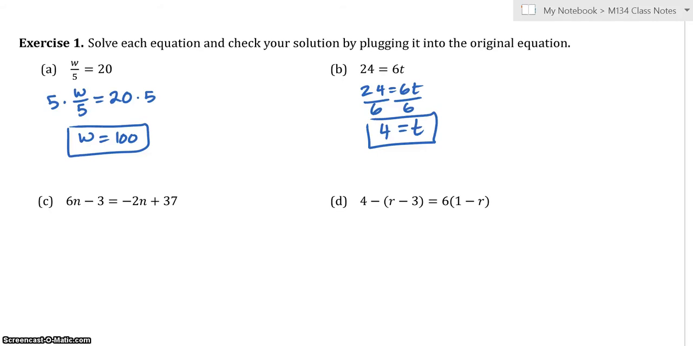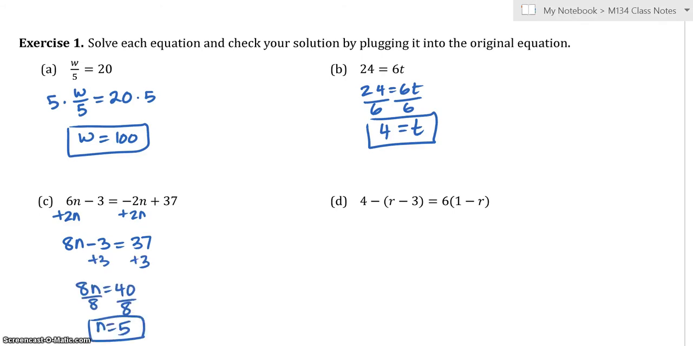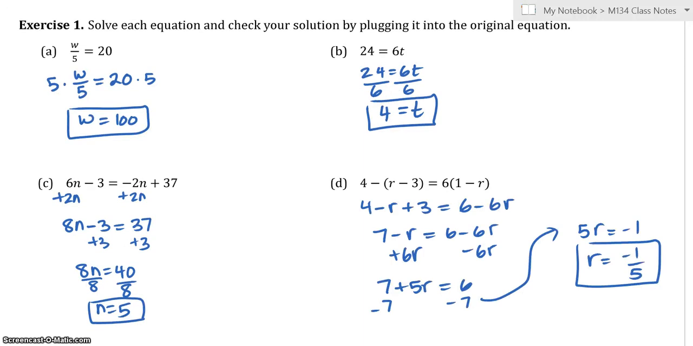Part C. What are you going to do there? Well, you want to get all the n's on one side first. So I'm going to get rid of this one. You could either subtract 6n or you can add 2n. I will add the 2n here. And so we get 8n minus 3 equals 37. Remember, you always have to do all the addition and subtraction first. So I'm going to add 3, then divide by 8. N equals 5.